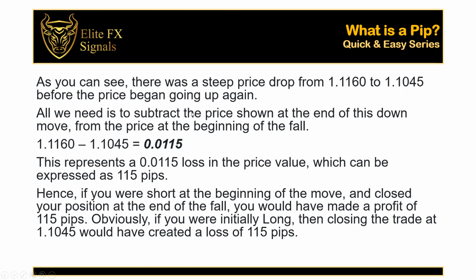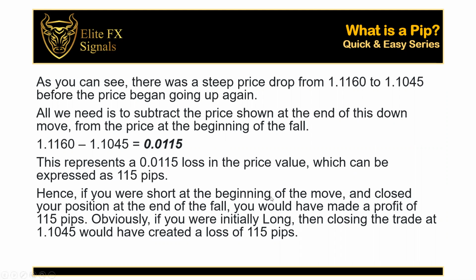So what did we do? We subtracted the price shown at the end of this down move from the price the currency pair had at the beginning before the fall, and that gave us 0.0115. This represents a difference of 0.0115 in the price value, which can be expressed, like we say, as 115 pips.